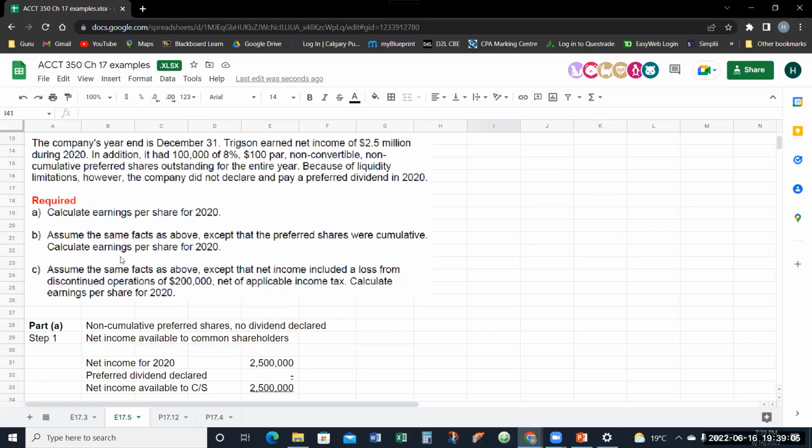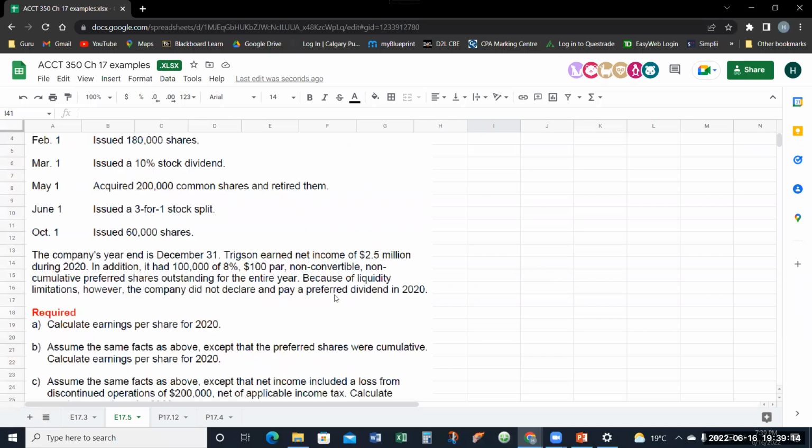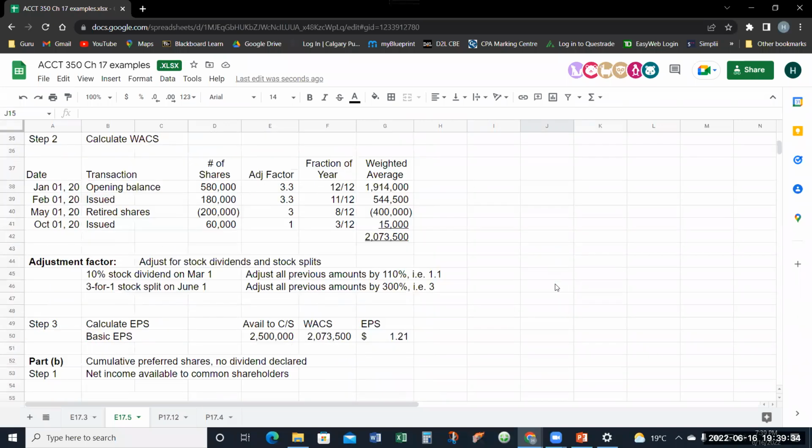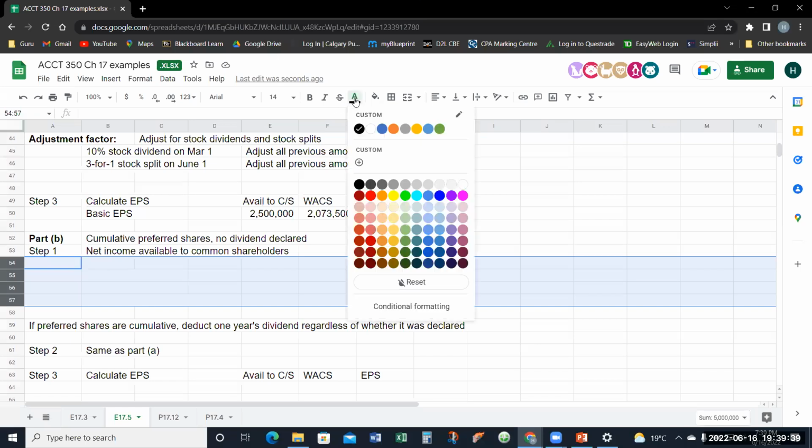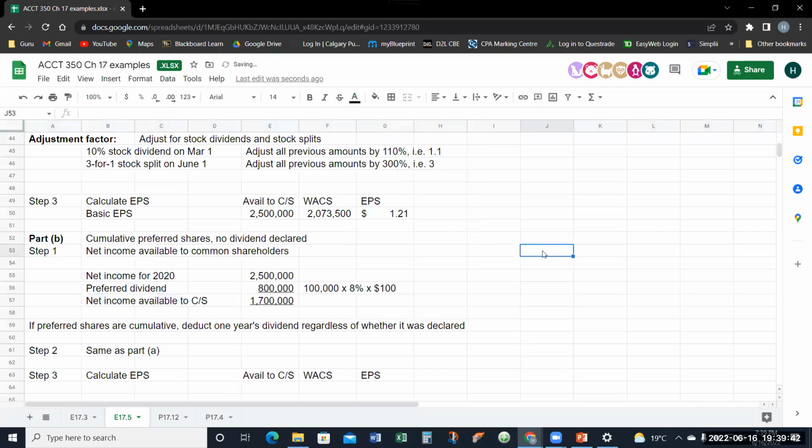Part B of the question says, assume the same facts as above, except that the preferred shares were cumulative. Now, nothing's declared for the dividends for the preferred shares. But if the preferred shares were cumulative, then it doesn't matter if anything is declared or not. You've got to subtract 1 year's worth of dividend. Now, 1 year's worth of dividend is 800,000 that we calculated. So in that case, net income available to common will be 2.5 mil minus the $800,000 of preferred dividends. And that's $1.7 million available to common shareholders.